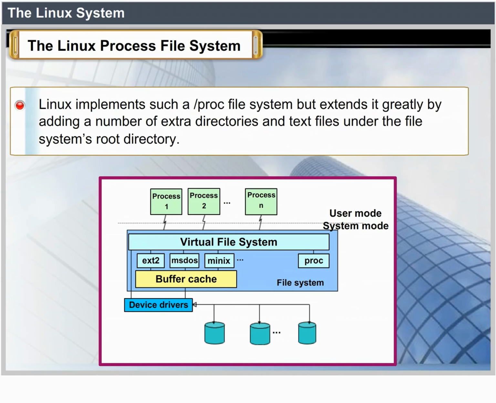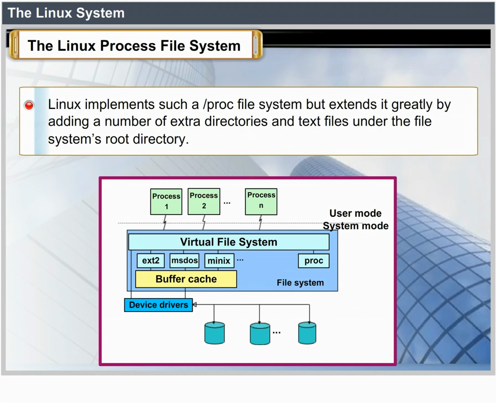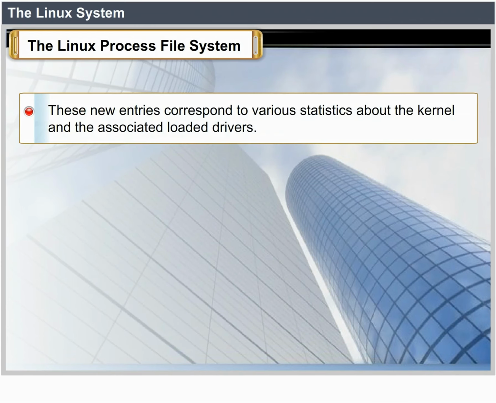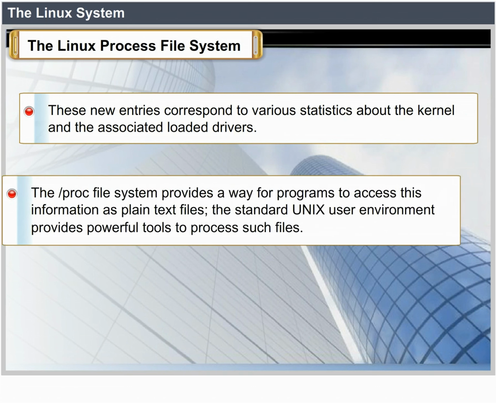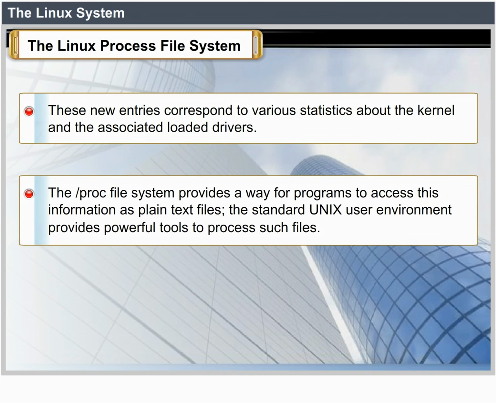Linux implements such a /proc file system, but extends it greatly by adding a number of extra directories and text files under the file system's root directory. These new entries correspond to various statistics about the kernel and the associated loaded drivers. The /proc file system provides a way for programs to access this information as plain text files. The standard Unix user environment provides powerful tools to process such files.